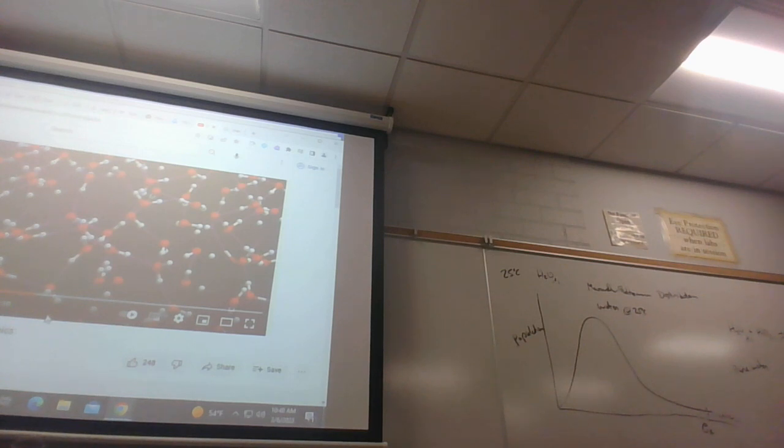A Bronsted base is a proton acceptor. So which water molecule is a proton donor? The left one or the right one? Left one. The left one here. The right one here? Yeah, the right one here.